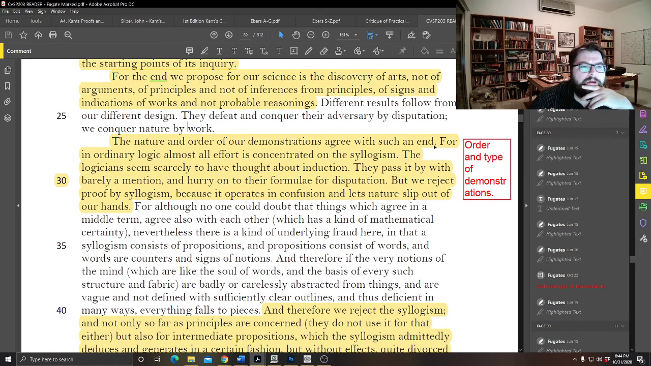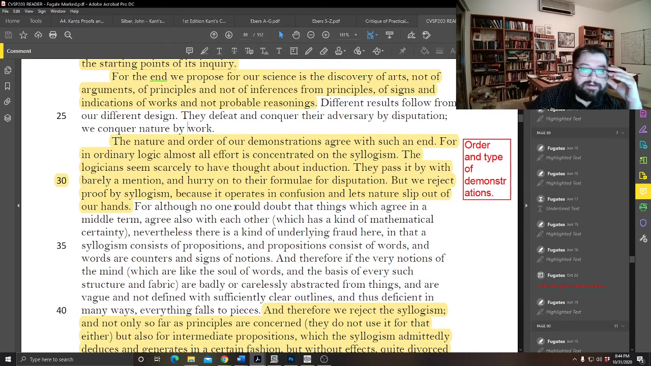How so? For an ordinary logic, all effort is concentrated on the syllogism, on derivation, deduction, going from principles to the principled, or to the consequences. The logician seems scarcely to have thought about induction, going the other way. They pass by it with barely a mention and hurry on to their formulae for disputation, argumentation. But we reject proof by syllogism because it operates in confusion, because it doesn't have secure first principles, and lets nature slip out of our hands.